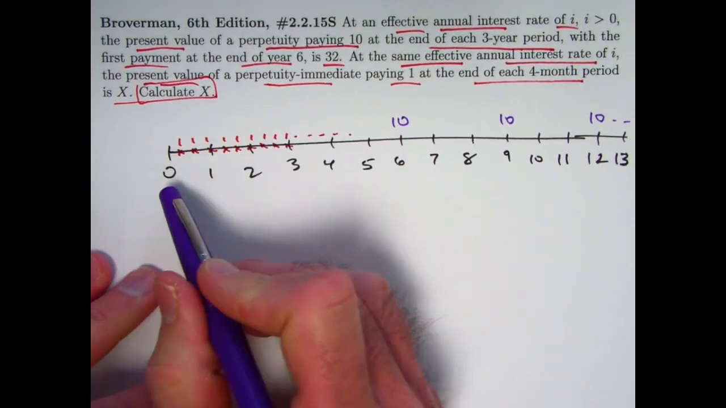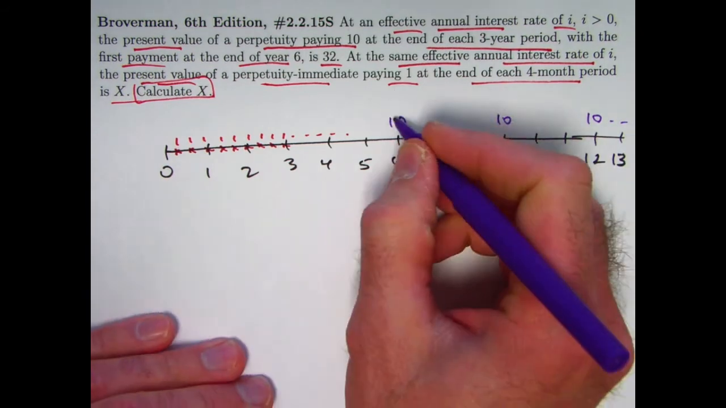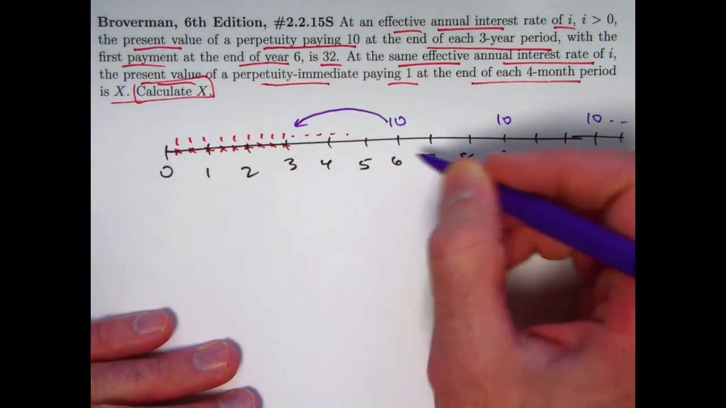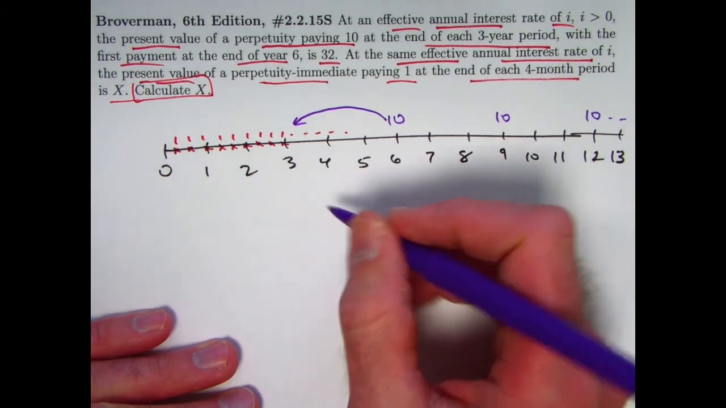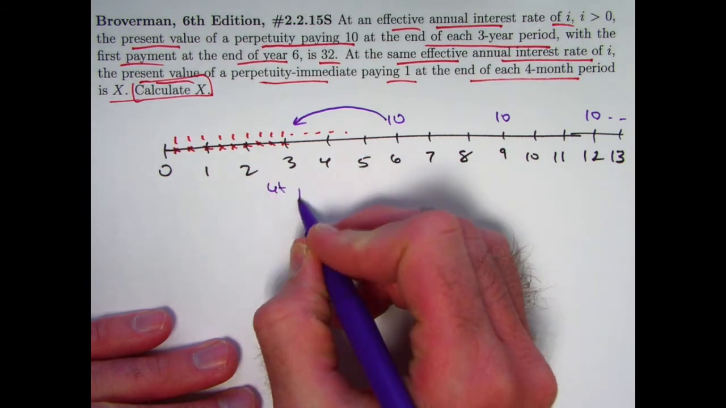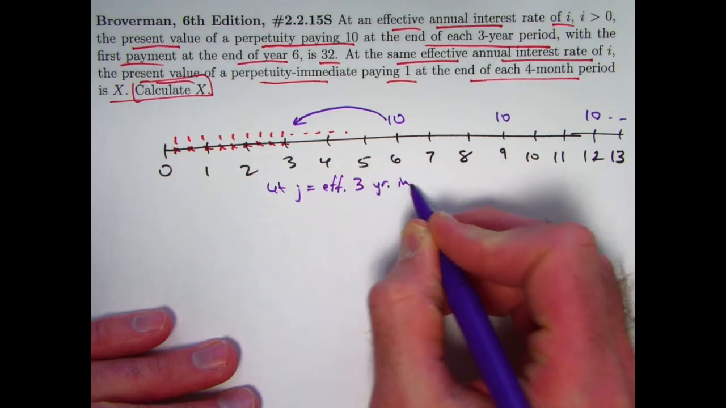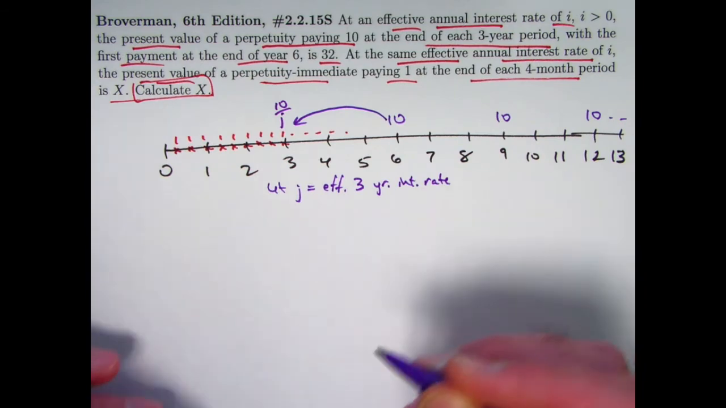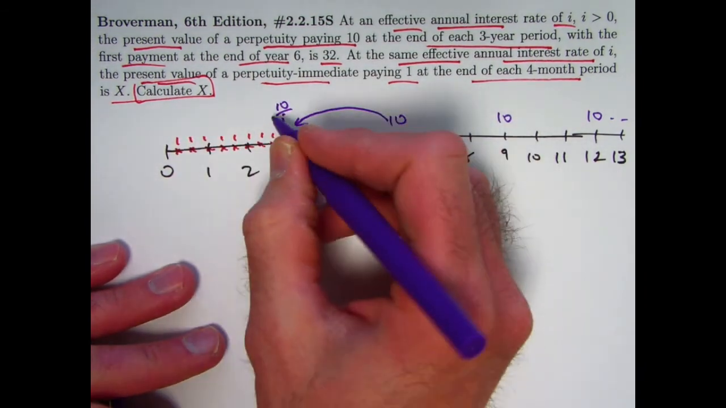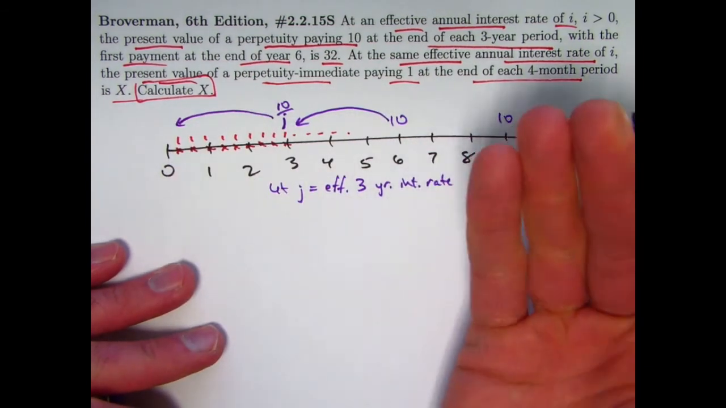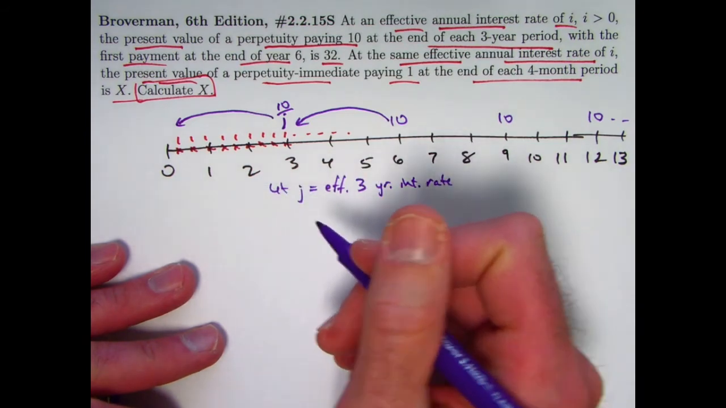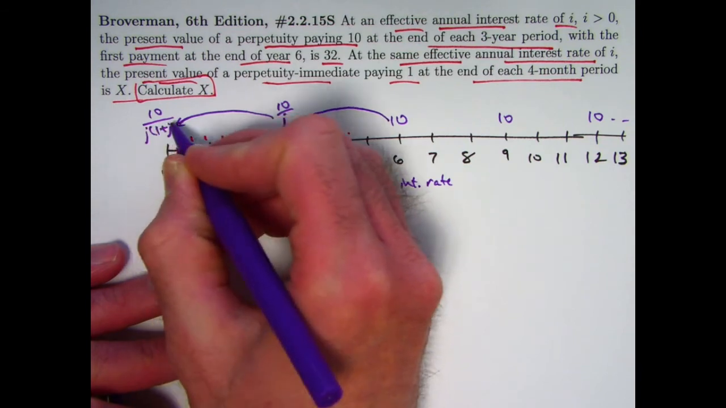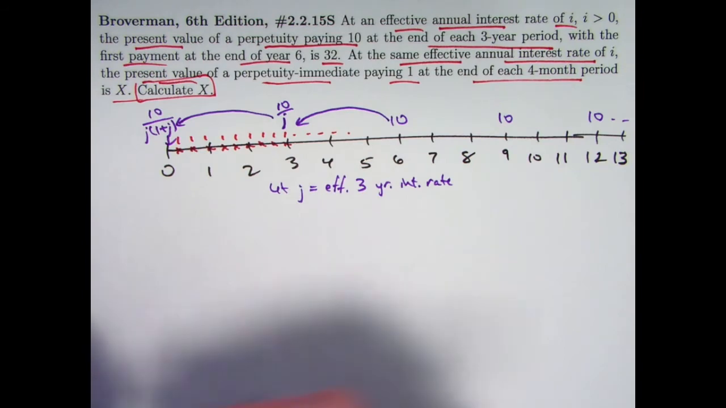The first perpetuity has a present value at time 0 of 32. What is its present value 1 period before the first payment? Well, that would be the amount, 10, divided by what you would call the effective 3-year interest rate, which is not what I is. I is an effective annual interest rate. Let J be the effective 3-year interest rate. Then the present value of this annuity immediate is going to be 10 over J. We already know that from previous videos. I need to get back to time 0, so I need to multiply by the discount factor, usually written as V, which in this case is 1 over 1 plus J. So the present value at time 0 of the annuity in purple is 10 over J times 1 plus J. That has to equal 32.